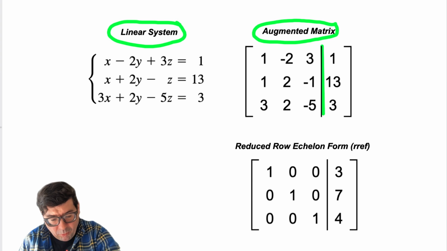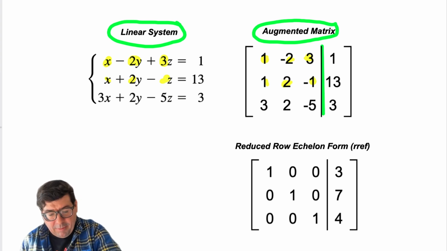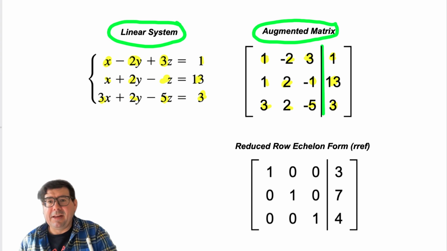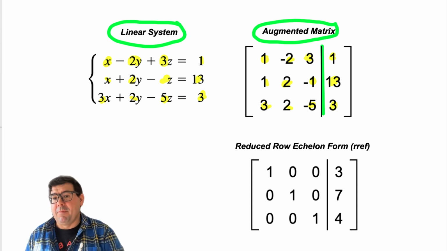In the first row, we have 1x, negative 2y, and 3z. And here are those coefficients. Then we have 1, 2, negative 1. Here they are. And then 3, 2, negative 5 right here. And then we have our constants 1, 13, and 3. Now that in itself is just rearranging the information.